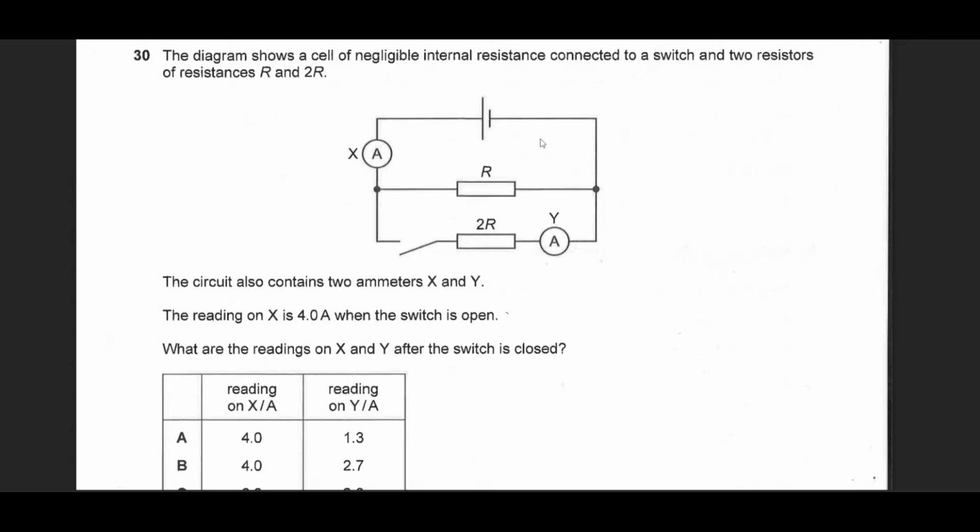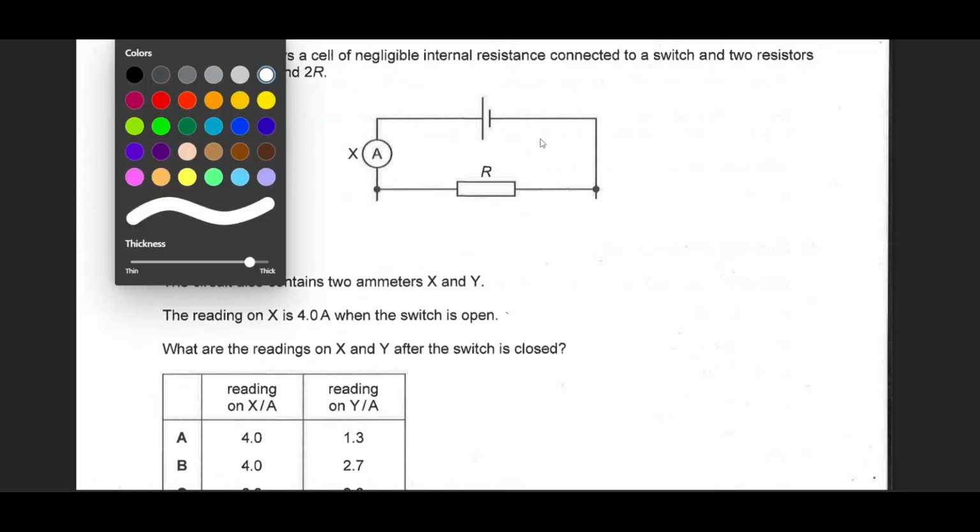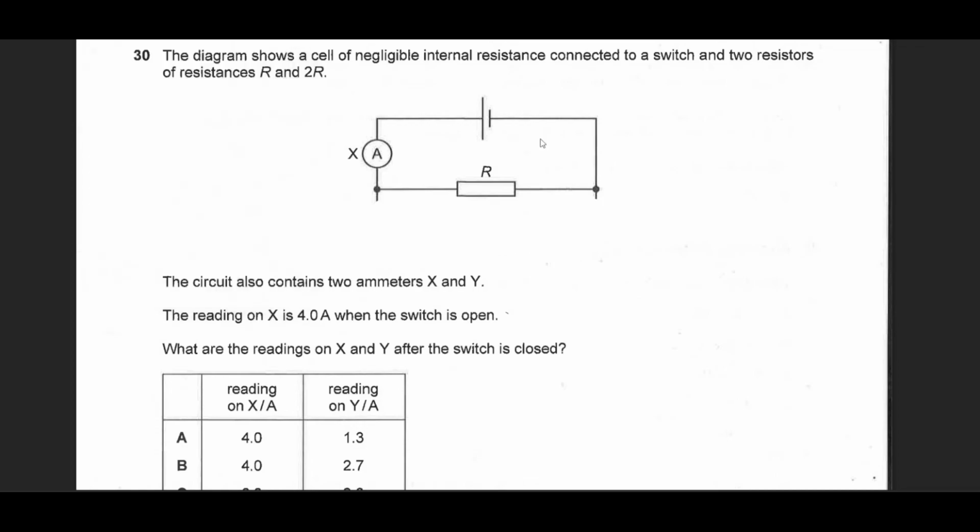Question number 30 requires a bit of calculation, but if you have practiced these questions many times, you may not even end up doing the calculations. You will just know the answer by instinct. But let's try to solve this. He says when the switch is open, that means that this circuit does not exist. Let's simplify this. If this does not exist, then it becomes a very simple circuit to look at, right?